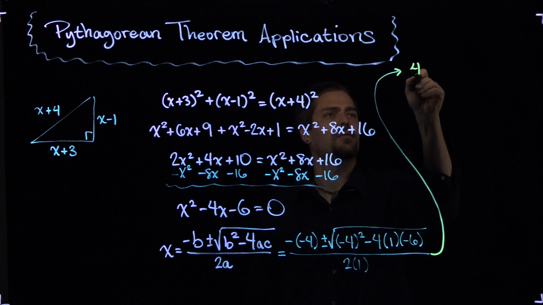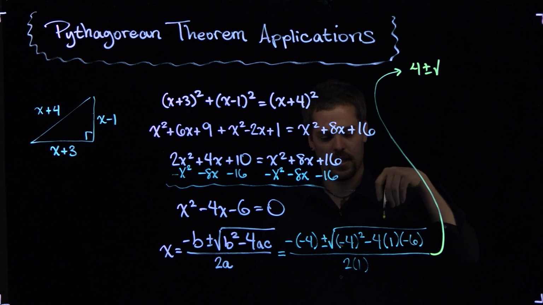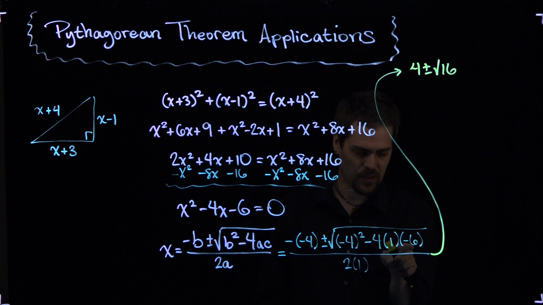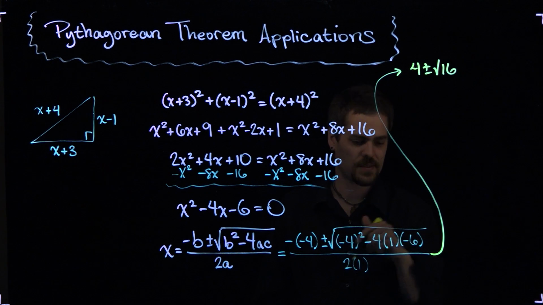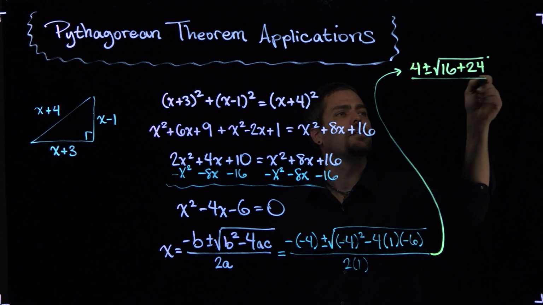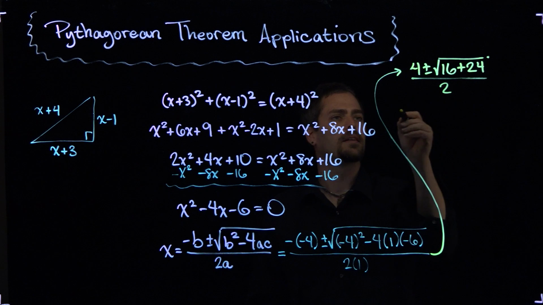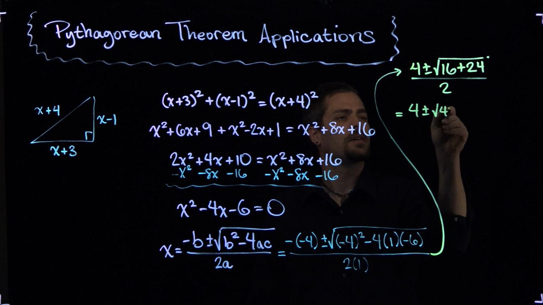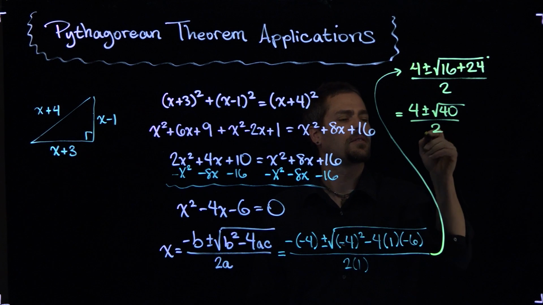So what do I have here? 4 plus or minus root 16. I like to do the negative 4ab all AC, excuse me, all together. So negative 4 times 1 times negative 6 is positive 24. Okay, all over 2. And continue. This gives me 4 plus minus root 40 all over 2.